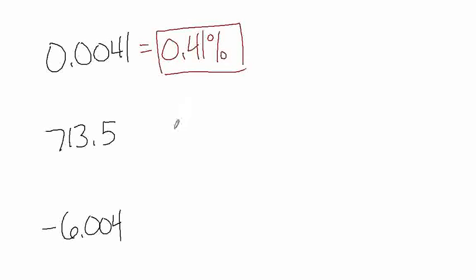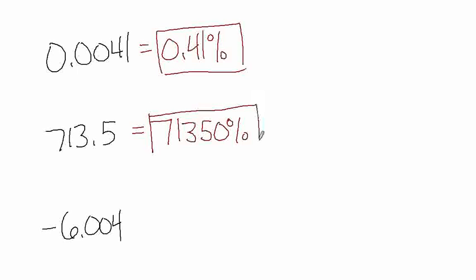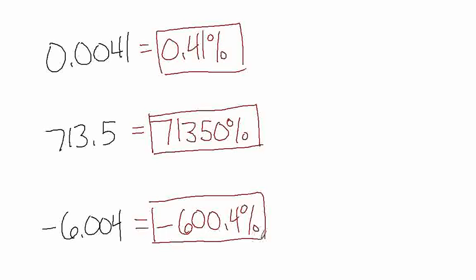So for these conversions, I'm going to move the decimal point 2 hops to the right. So the first one will give 0.41%. The next one will give 71,350%. And the last one will give minus 604%. All right.